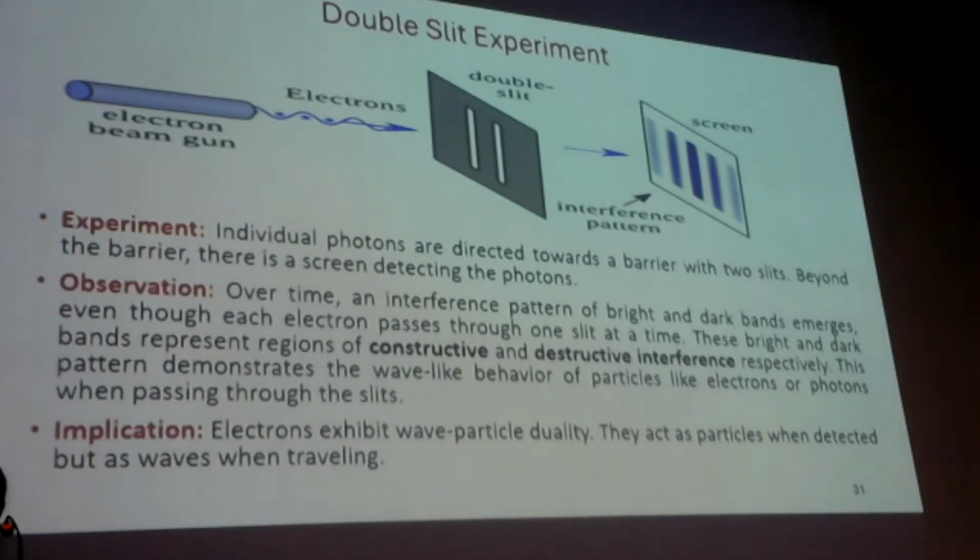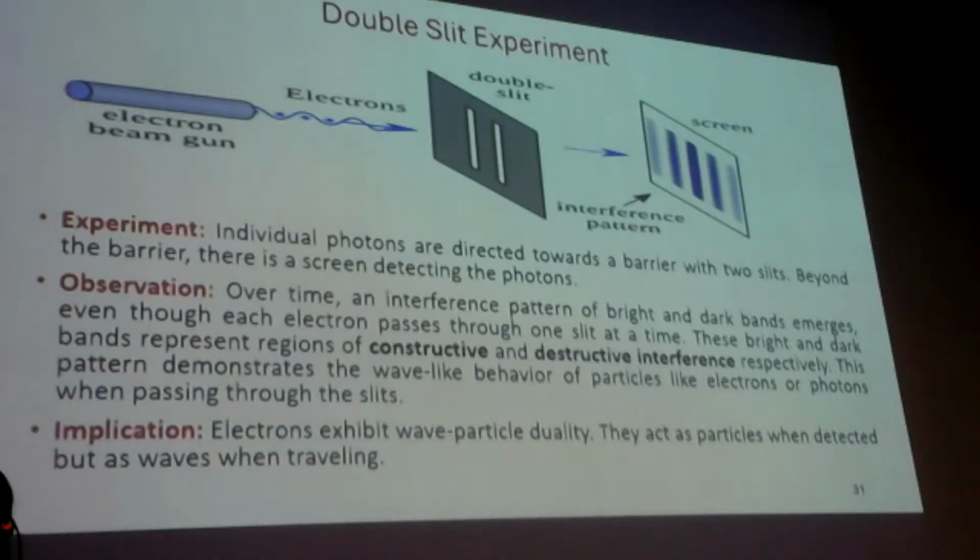But you know that on the screen it forms an interference pattern. That is simply light and dark bands. It just forms a combination of light and dark bands. So individual photons are directed towards a barrier with two slits. Beyond the barrier, there's a screen. An interference pattern of bright and dark bands emerges, even though each electron passes through one slit at a time.